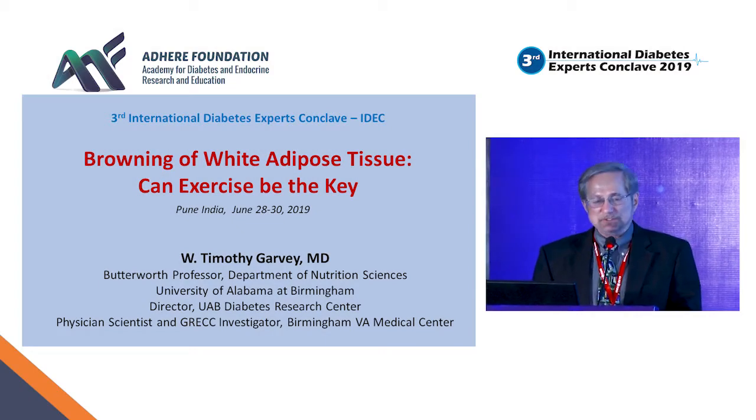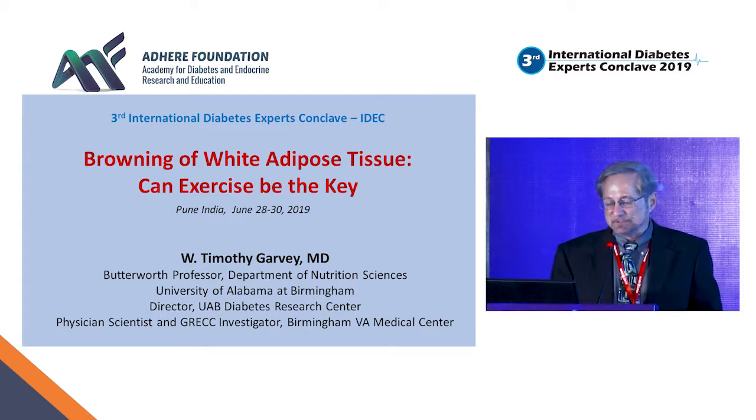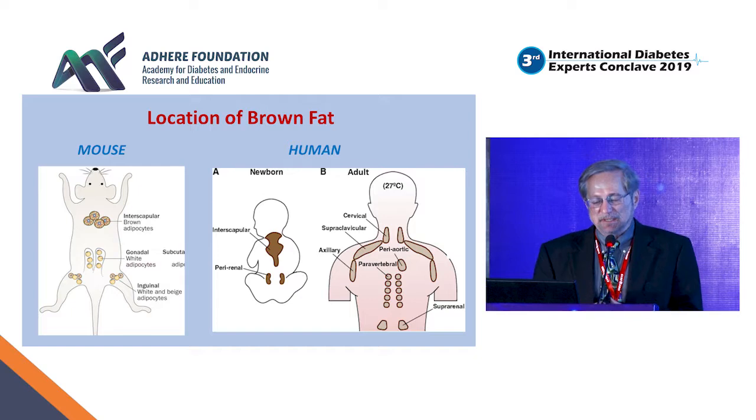Browning of white adipose tissue, and I've been asked to kind of mention exercise as well in this talk. So the location of brown fat in the mouse, it's mainly interscapular on the back of the mouse. There's white adipocytes in the gonadal and inguinal regions.